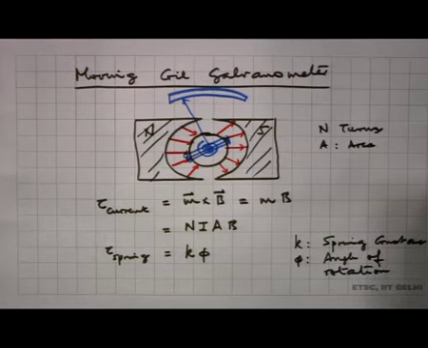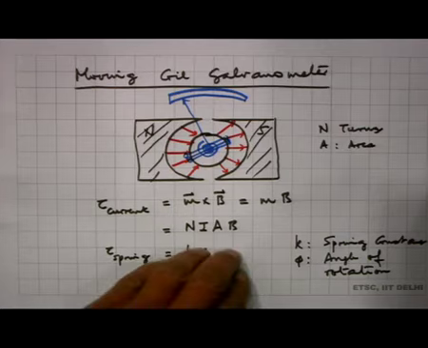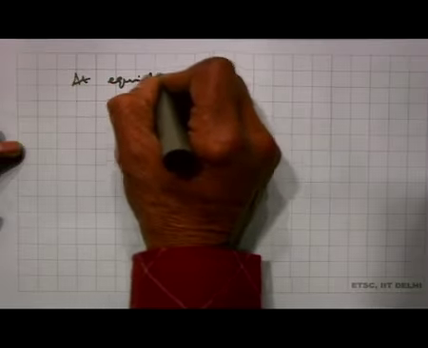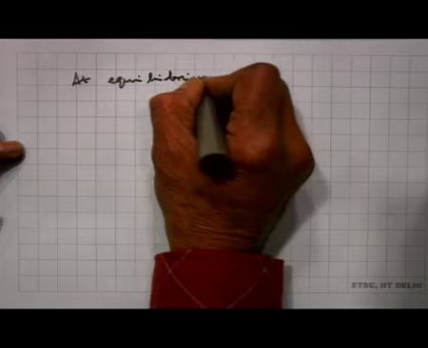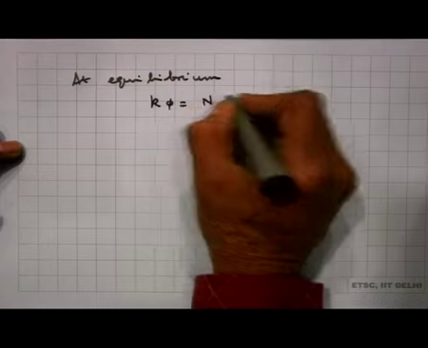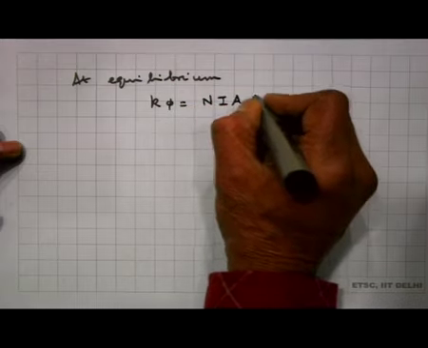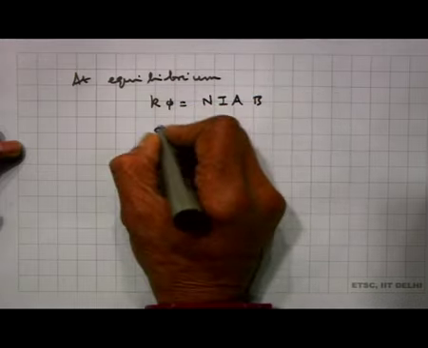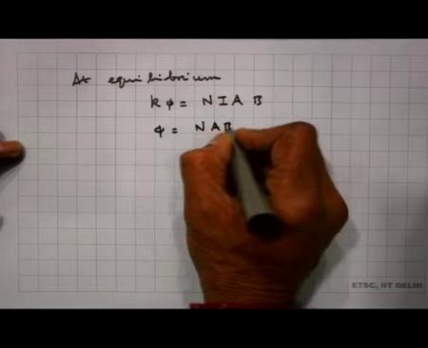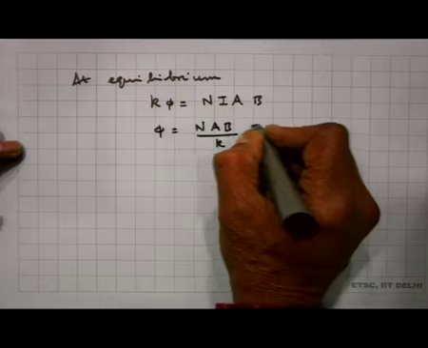So, when these two become equal and opposite, the deflection will stop. So, I get an equation at equilibrium: K times phi is equal to N I A into B, which gives me phi is equal to N times A B divided by K, times I.